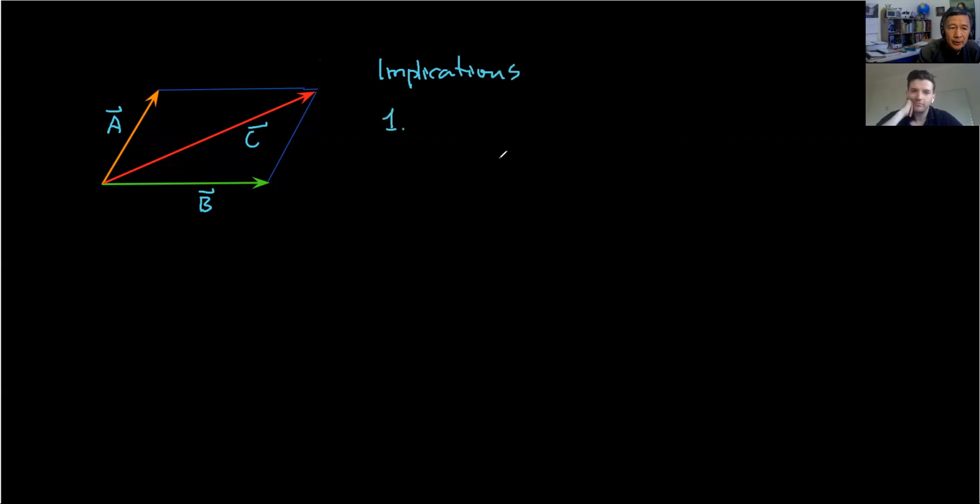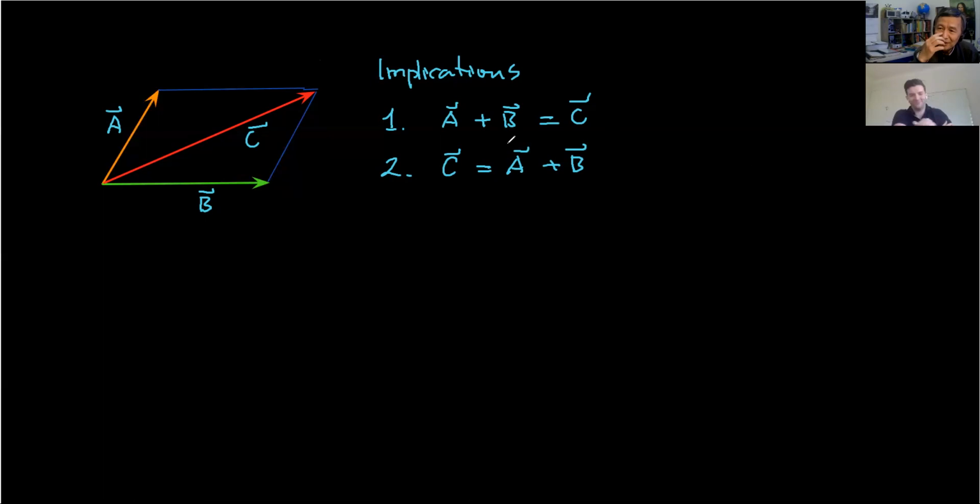So the first one, we say that A plus B equals C. Do you agree? Yes. Similarly, we can see C is equal to A plus B. So you can interpret that as two things. Given the two vectors, we can find the sum. On the other hand, given the vector, we can find the two components.